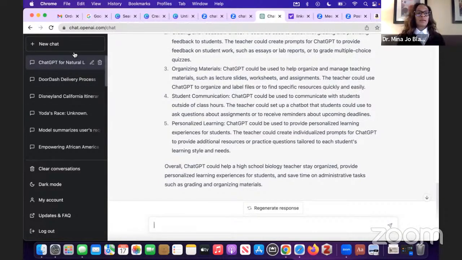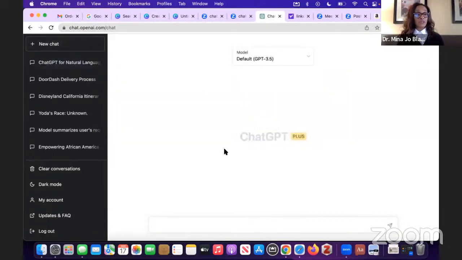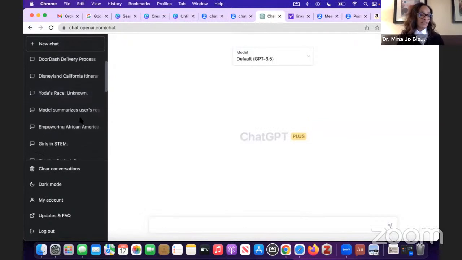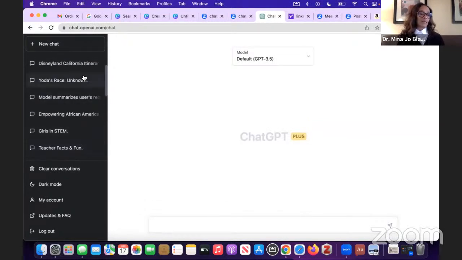So the other thing, I'm just going to hit new chat, and you can see on the left side that I have a whole lot of chats going on. And I did look up, like, what's Yoda's race, meaning Yoda in Star Wars. And the truth is that there are some unknown things, but the assumption is that the race, or the species, is Yoda.